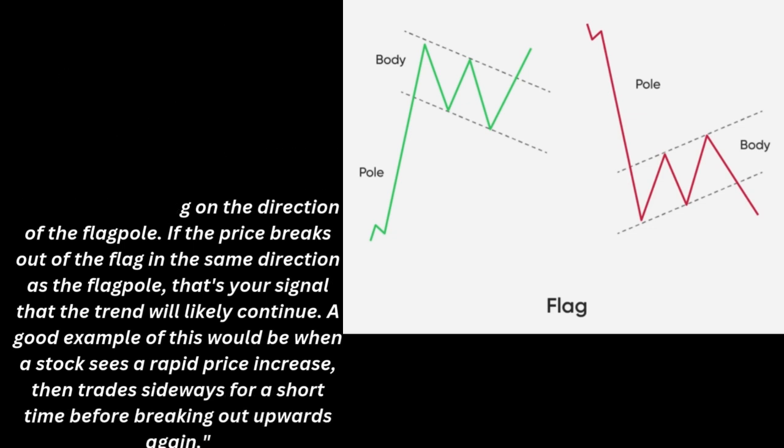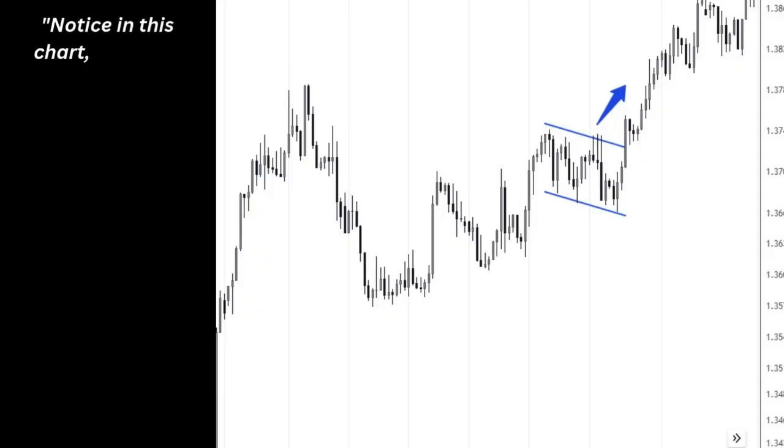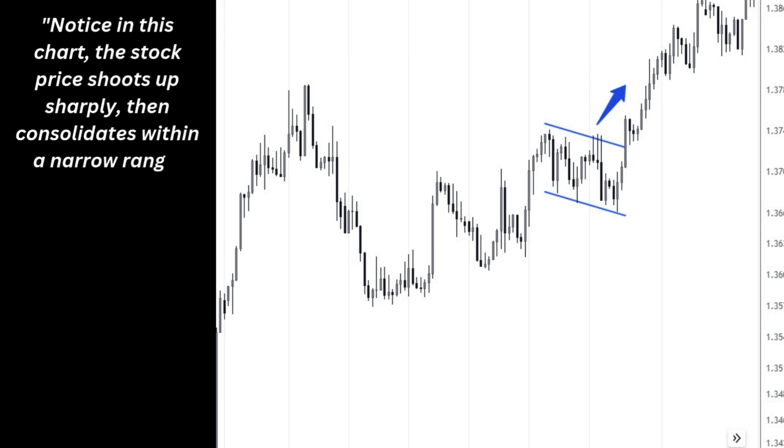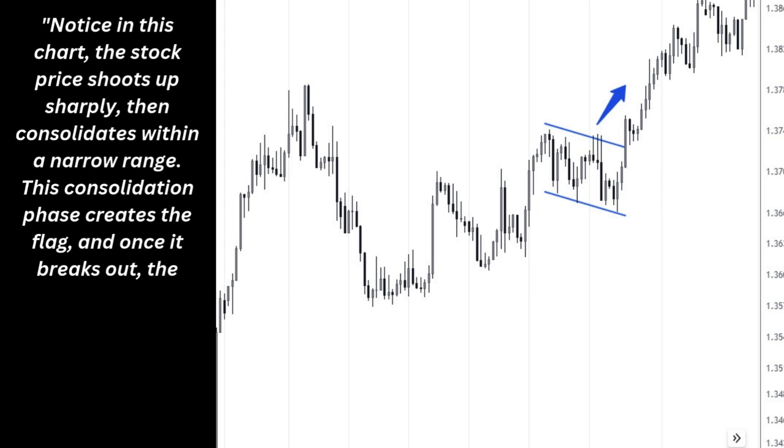Notice in this chart, the stock price shoots up sharply, then consolidates within a narrow range. This consolidation phase creates the flag, and once it breaks out, the stock continues to rise.